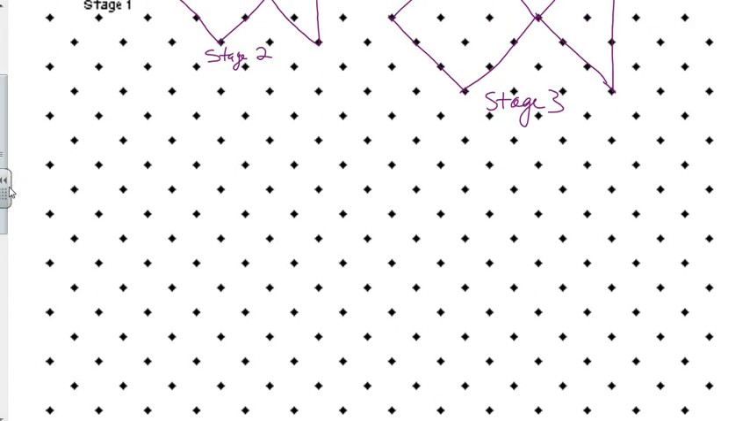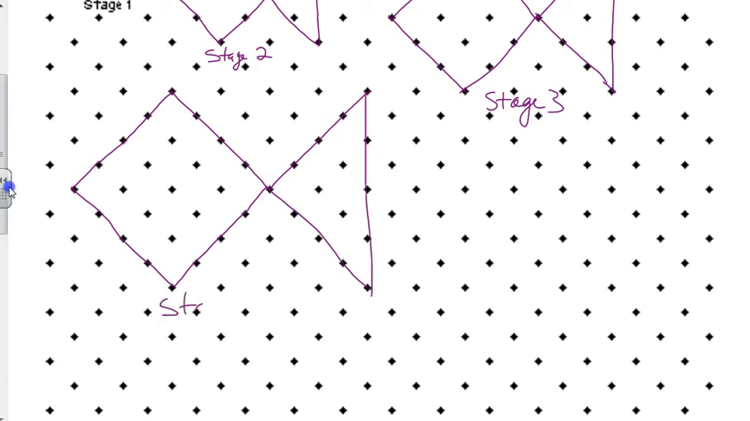Stage 4. So, I'm going to kind of start up here, I guess. 1, 2, 3, 4. 1, 2, 3, 4. 1, 2, 3, 4. And 4. Stage 4. You should be thinking about a fillet of fish right now.